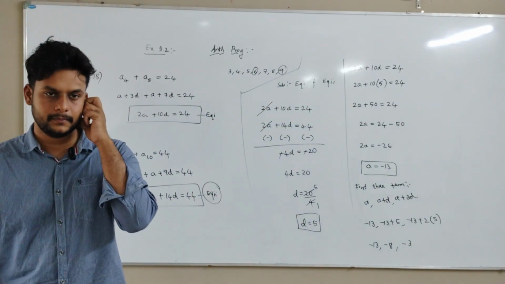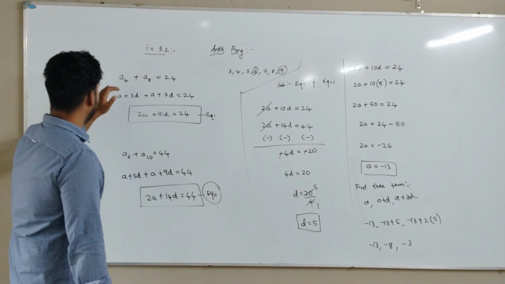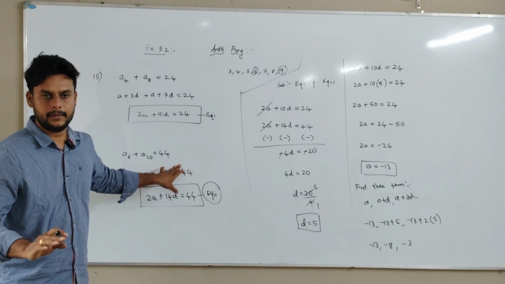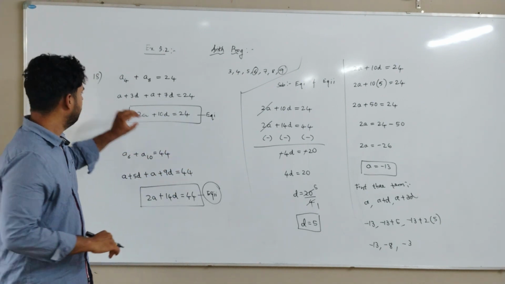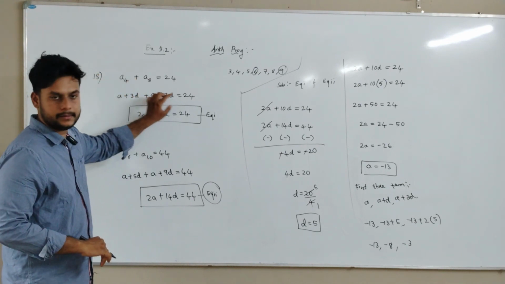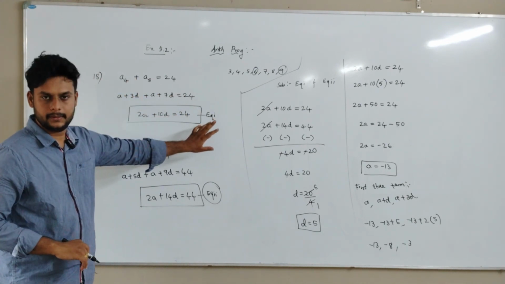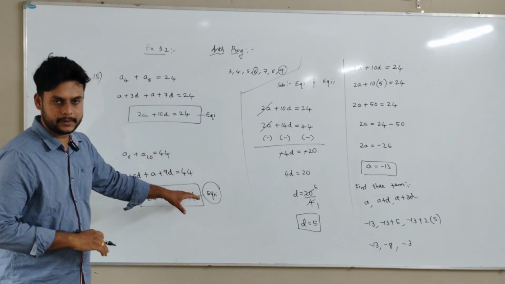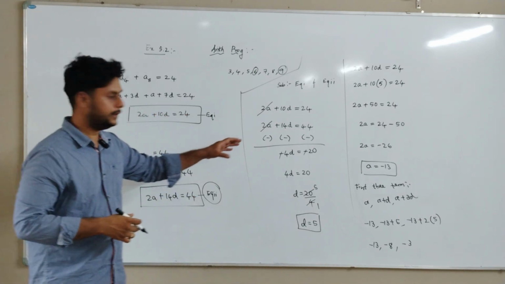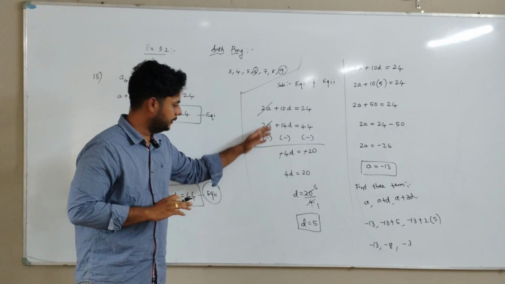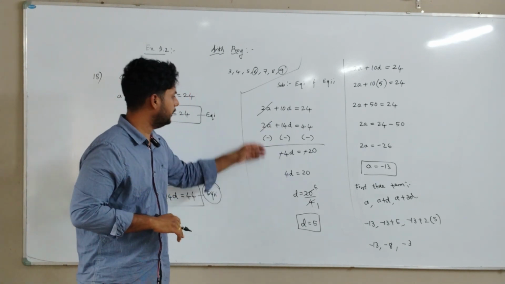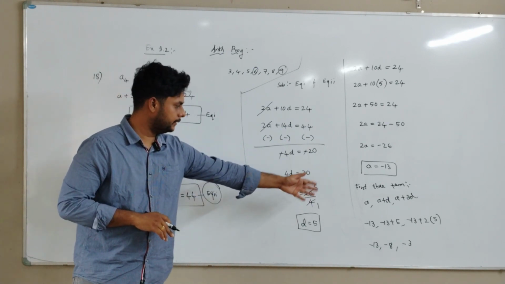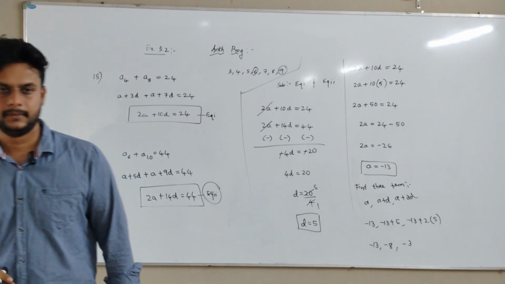Any doubt? Once again, see here. 4th term plus 8th term is equal to 24. 6th term plus 10th term is equal to 44. Find the first 3 terms. That was the question. So A4 means A plus 3D, A8 means A plus 7D, is equal to 24. Out of that only I made this equation. Similarly, A6 means A plus 5D, A10 means A plus 9D. I made this equation. Then equate them, 2A and 2A cancel. Definitely it will happen. You will get D. After getting D, put that in equation 1 or equation 2. Wherever you put, you will get the same answer. Then you will get A. After getting A and D, you write the 3 terms. Any doubt? Take it.